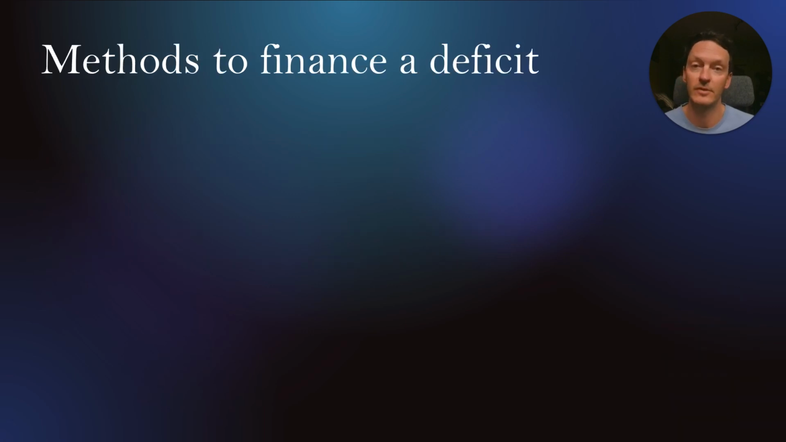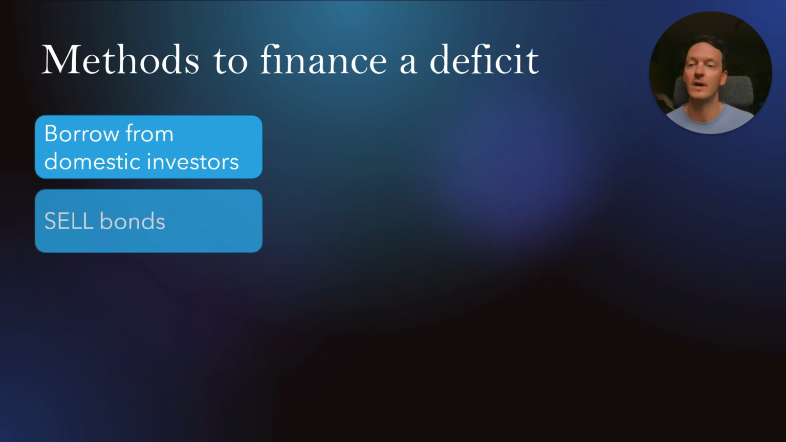So let's go through them very, very briefly. The first method to finance a deficit is to borrow from domestic investors. Domestic in the context of economics means Australian, since we are in Australia. And so one way the government can do that is they can borrow from domestic investors.